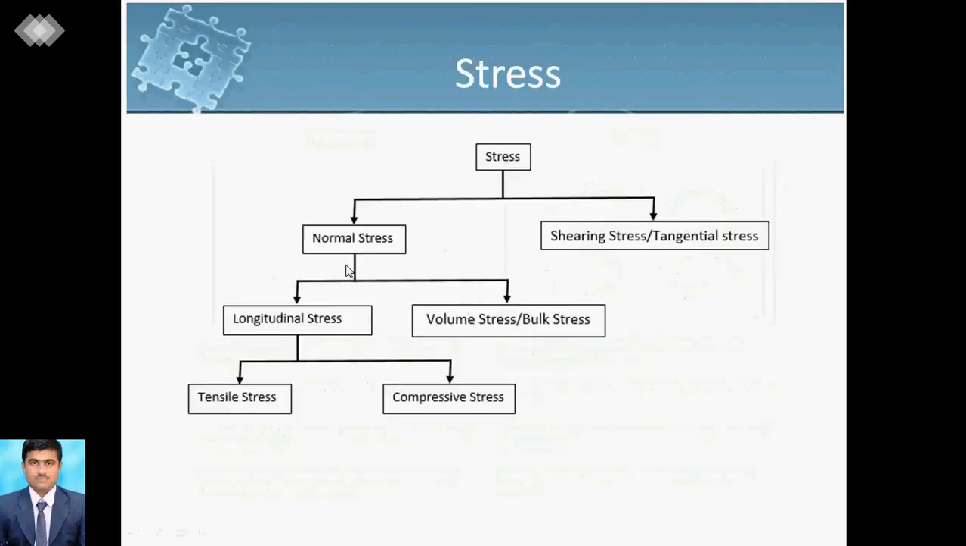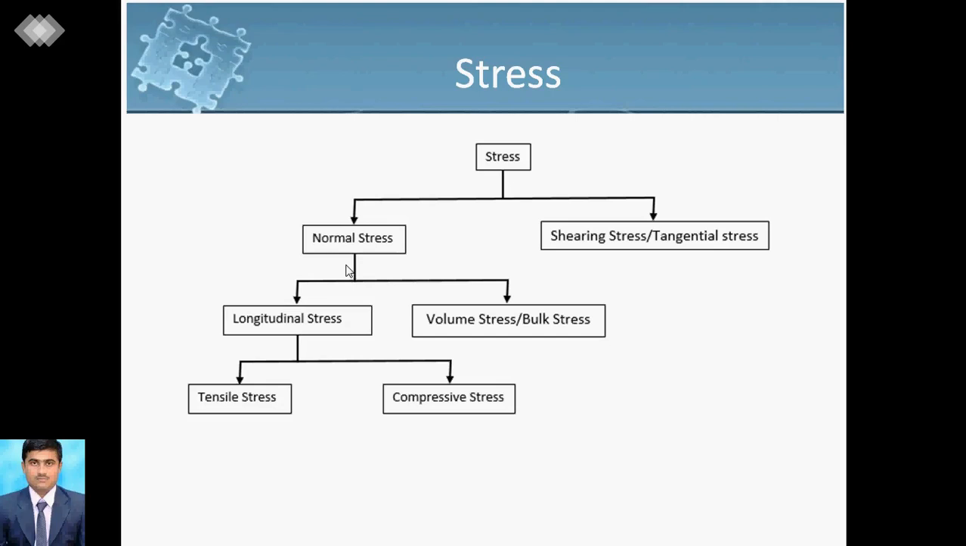Now we move to the next term, that is stress. Stress is categorized into two parts, normal stress and shearing stress. Normal stress is nothing but the perpendicular force acting on an area. Normal stress is divided into two parts, longitudinal stress and volume stress. In case of volume stress, the force is applied on a volume and it can compress the volume. That's why it is called volumetric, or volume stress.